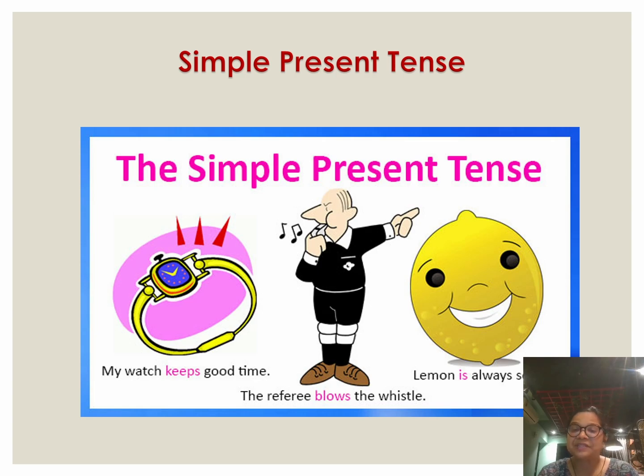My watch keeps good time. So keeps is simple present. Lemon is always sour. So "is" here is the simple present, because it is talking about a state of being. For example, sky is blue. So that is also simple present. The referee blows the whistle. As we know, the referee is third person singular number, so it will become blows.